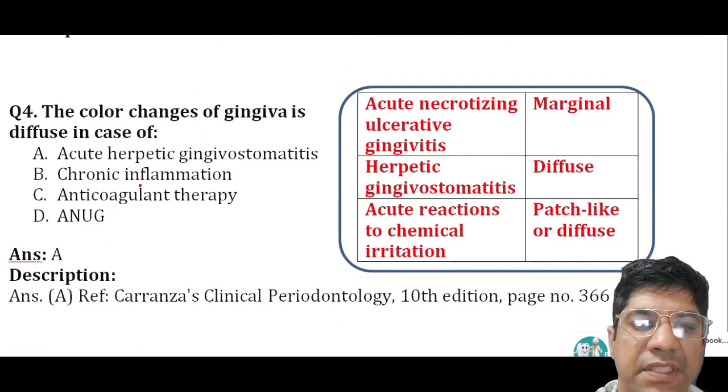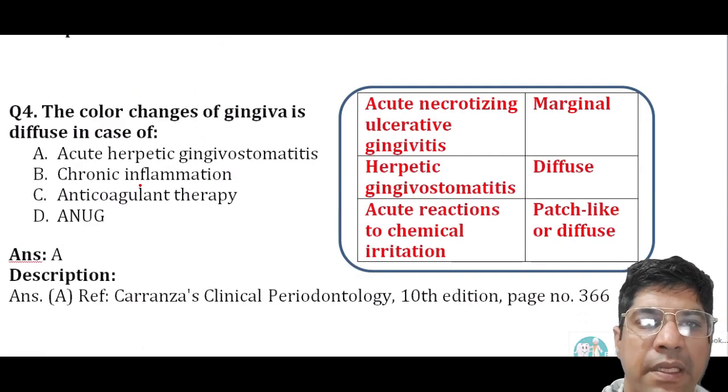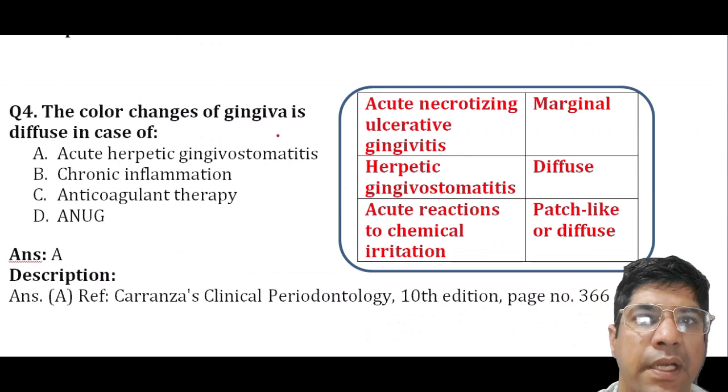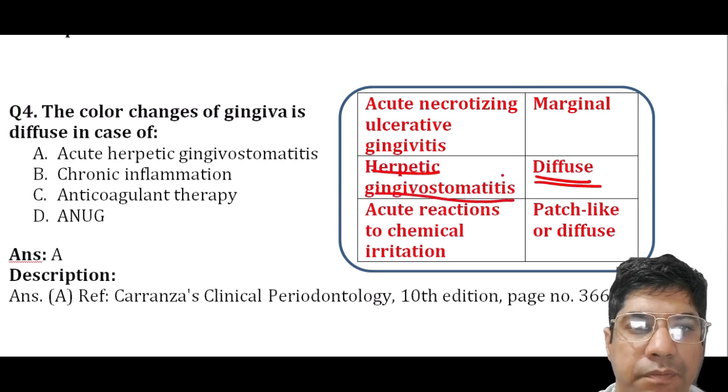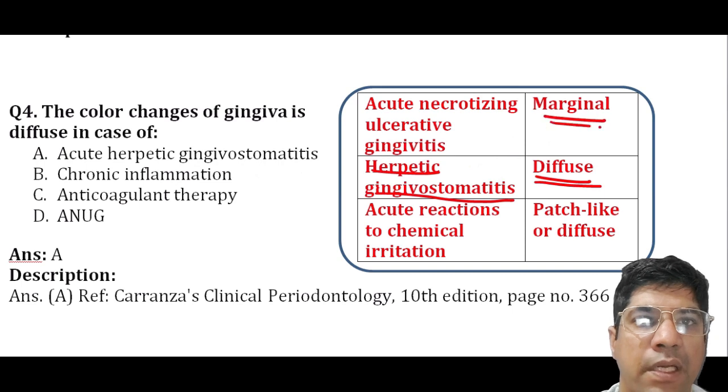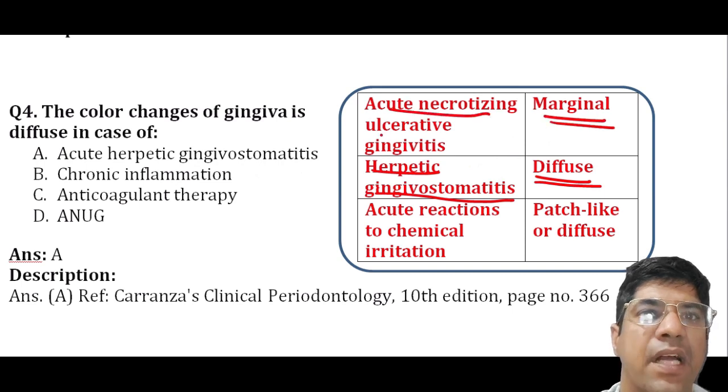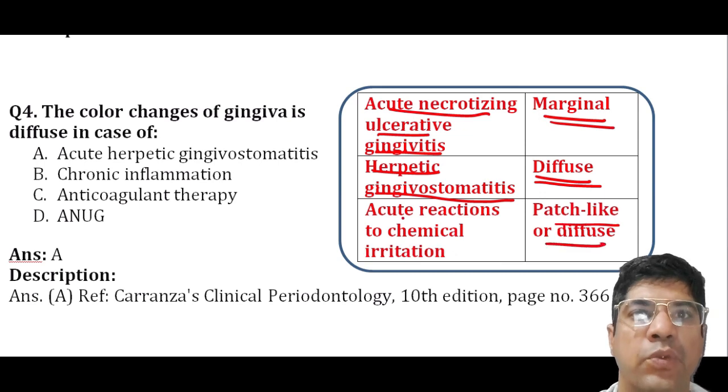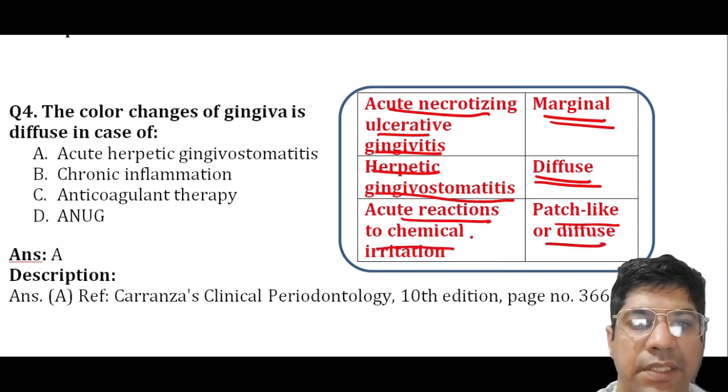The color changes of gingiva are diffuse in herpetic gingivostomatitis. Remember this chart: it is marginal in acute necrotizing ulcerative gingivitis, and it is patch-like or diffuse in acute reaction to chemical irritants.